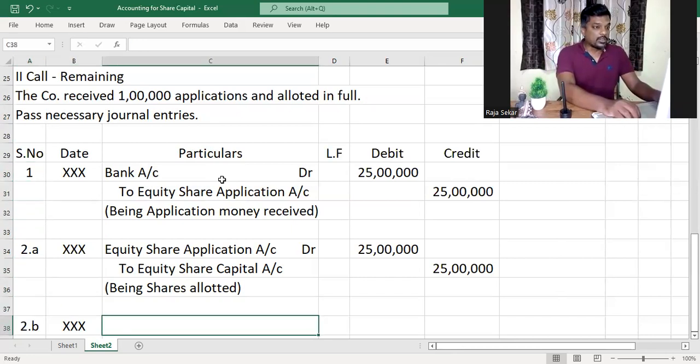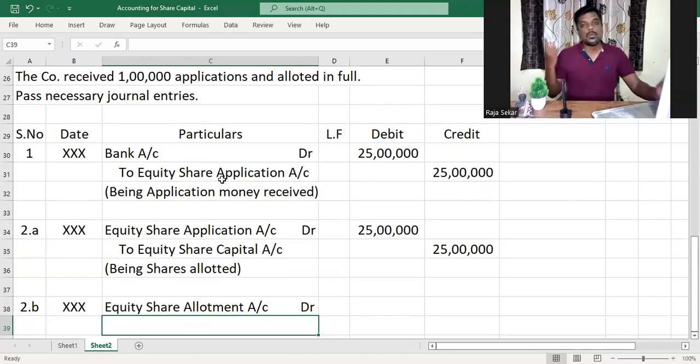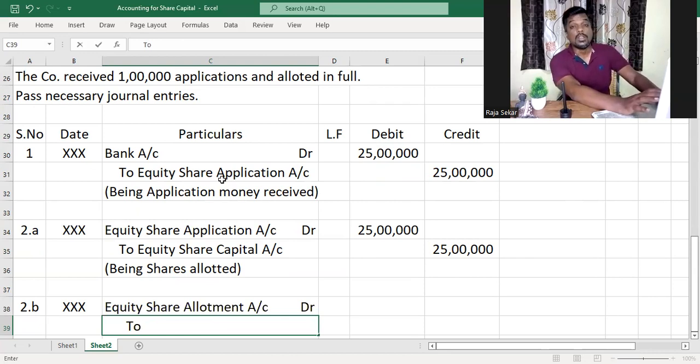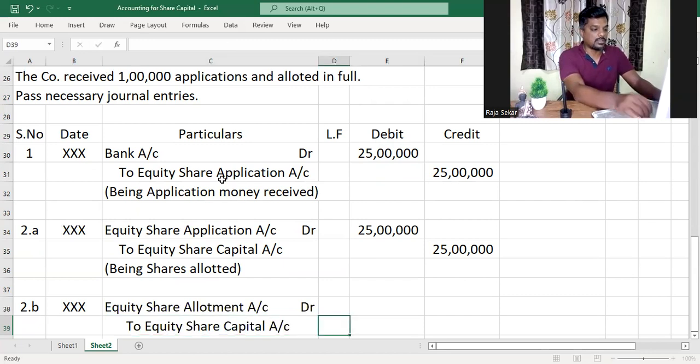I have the right to receive money from someone. It's an asset for me, and therefore equity share allotment, which represents the right I have towards the shareholders to receive money, will be debited because an asset is increasing. According to the traditional approach, equity share allotment is a personal account. It represents the shareholders to whom shares have been allotted. What they're going to pay me is capital only, so equity increases and that will be credited. So equity share allotment account debit to equity share capital.